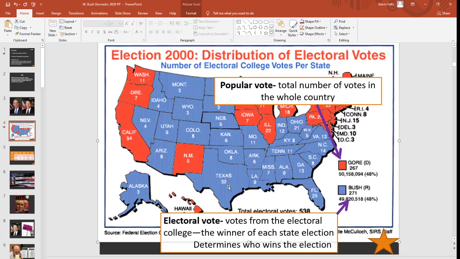An interesting thing about the electoral college, the reason Texas has 32 electoral college votes, for example, and Oklahoma only has 8 electoral college votes is because it works off the population of the state. Okay?